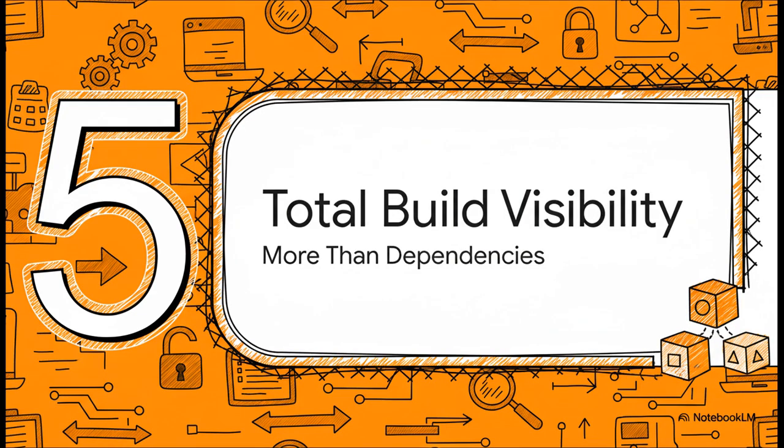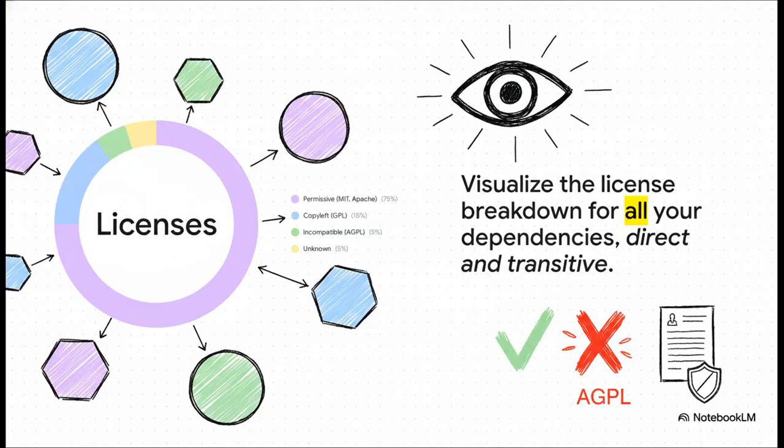Okay, but we're not just talking about dependencies here. This goes way deeper. The real goal here is total build visibility, turning this plugin into a complete governance toolkit for your entire build process. So take license compliance, which is a headache for everybody, right? The HTML report gives you this simple, visual overview of all the licenses in your project, both direct and transitive. You can set up a list of incompatible licenses, like AGPL, for example, and the report will instantly flag any violations.